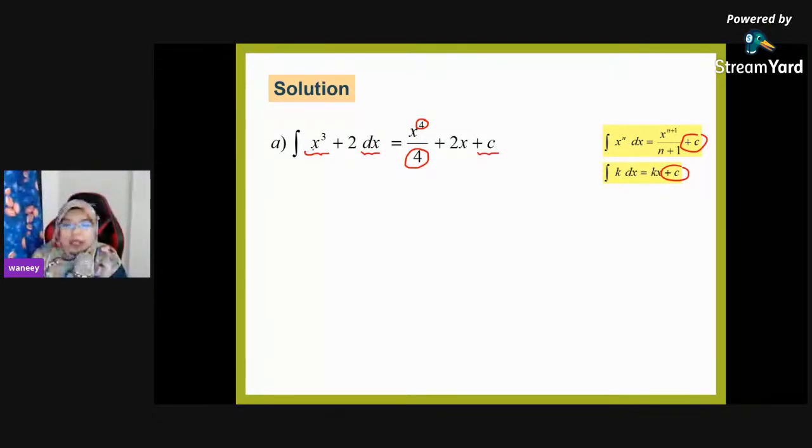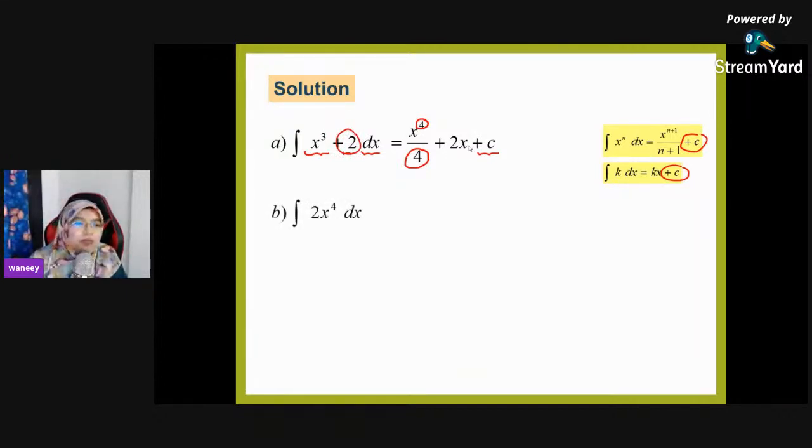Okay, so again, I do a bit of recap for this question. So we're gonna add 1 to the power. This is a basic power rule. Add 1 to the power. Divide by the new power. This is simply a constant for the 2. So we simply write down x. So 2x plus c.